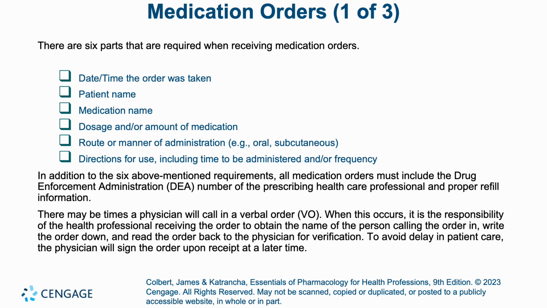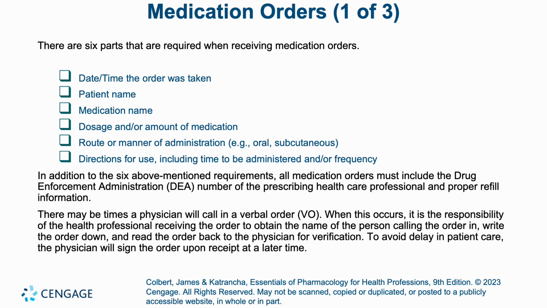When receiving a medication order, there are 6 parts that must be in the order. So the date and time of the order, especially if you're taking the order over the phone or verbally from a provider, the patient's name, the medication's name, the dosage or amount of the medication, the route or manner of administration, and directions for use, including the time to be administered and or the frequency. So these are your 6 parts of a medication order.